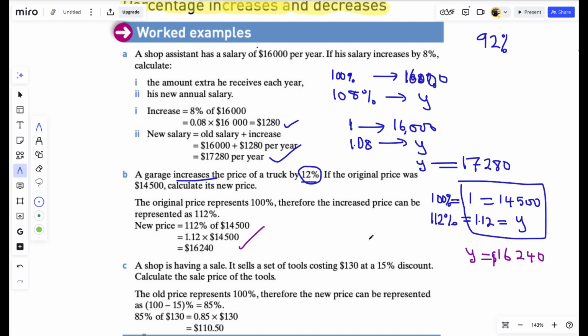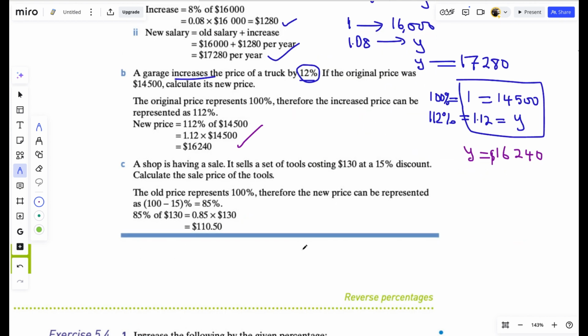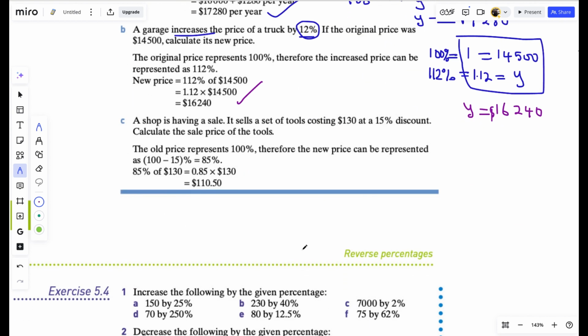Okay. So this is how to use it. If they say decrease, we would have used 100 minus 12. It would have been 88% equal to Y, if it was a percentage decrease. Now let's go to the third question. A shop is having a sale. It says a set of tools costing $130 at 50% discount. Now 50% discount means 50% reduction, right? So this is a percentage decrease.